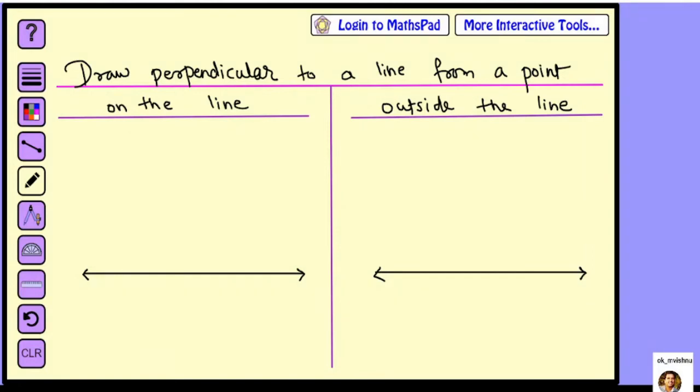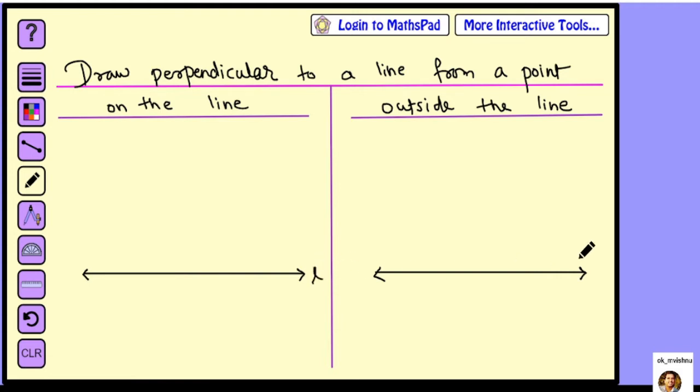Hello everyone. Today we are going to do perpendicular to a line from a point. So we'll do in first case where the point is on the line, and in second case where the point is not on the line, outside the line. So we have already some lines here.